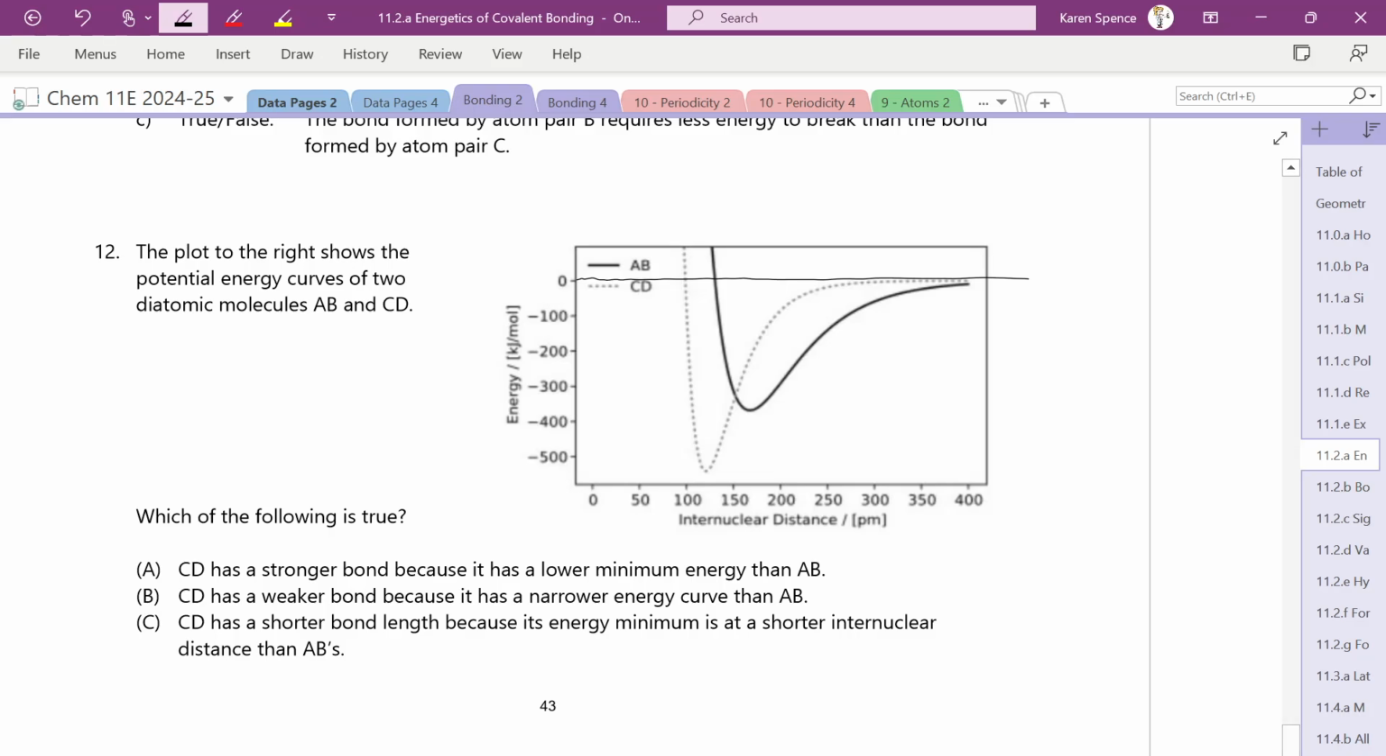CD has a stronger bond. First of all, this one is CD. This one is AB. Who has the stronger bond of those two? Tell your partner, who has the stronger bond?